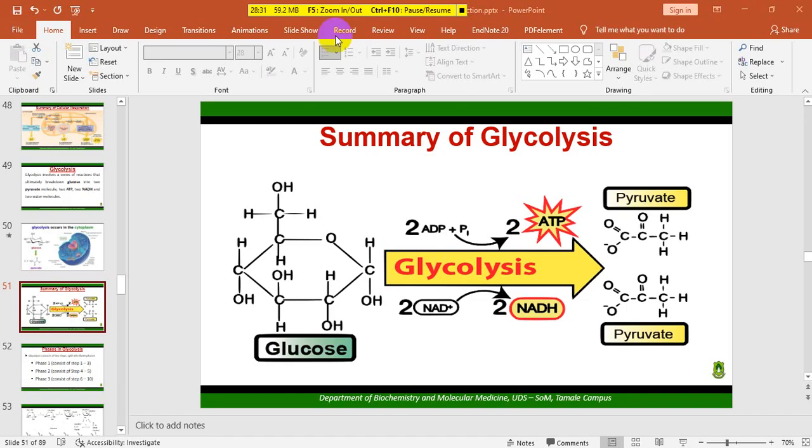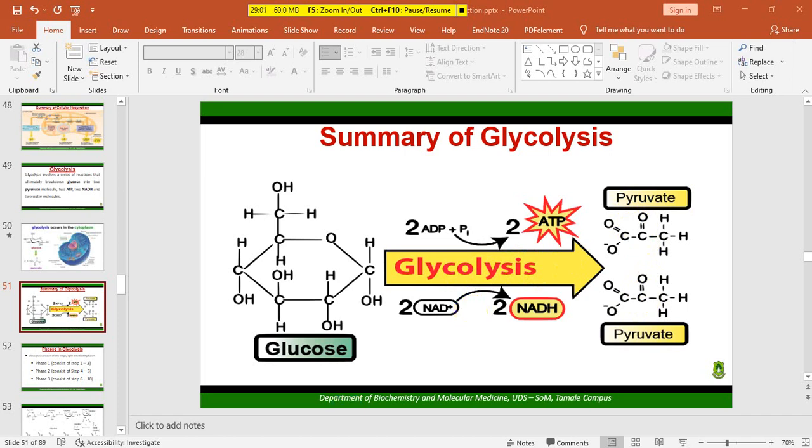Let's go through a summary of glycolysis. So in glycolysis, we have glucose being broken down to 3 carbon units, and each one is called a pyruvate. This is the same as this. This is the end product of glucose catabolism or breakdown through glycolysis.